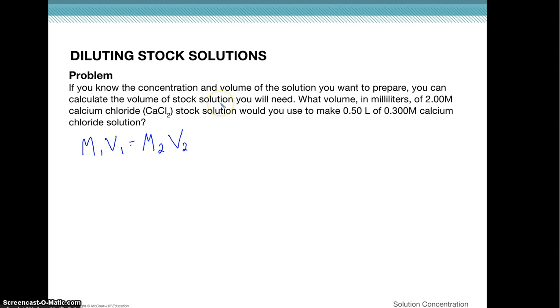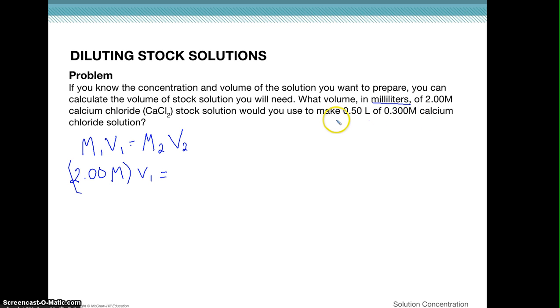So in our example, it says, if you know the concentration and volume of the solution you want to prepare, you can calculate the volume of stock solution you will need. So what volume in milliliters, that's important, of 2 molar calcium chloride stock solution would you use? So we're solving for V1. Our M1 is 2.00 molar. So how much stock solution would you use to make 0.5 liters of 0.3 molar calcium chloride?